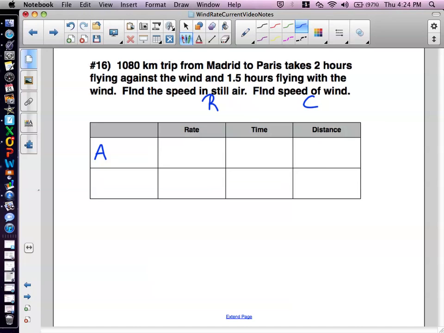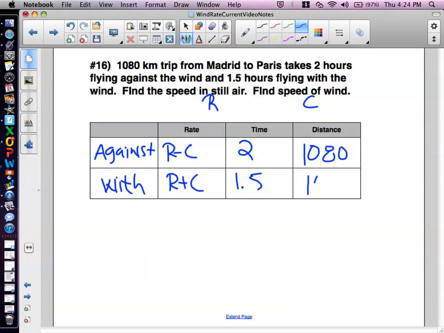I'm going against and then with. And against is R minus C, and with is R plus C. 2 hours and 1.5 hours, and it's 1080 both ways. And the process is the same as the previous. We'll just keep this really simple and straightforward.